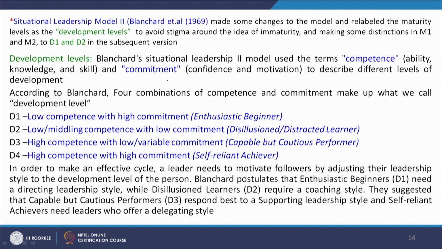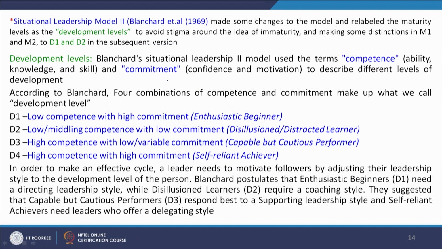So, Hershey and Blanchard proposed their situational leadership theory, but Blanchard, in collaboration with other OB professionals, identified another model of SLT, that is Situational Leadership Model 2, which was developed in 1969, and there was some revision in the theory based on the maturity levels. That means they renamed the maturity levels as developmental levels, because they thought that it is a stigma if we are identifying any follower based on their maturity levels.